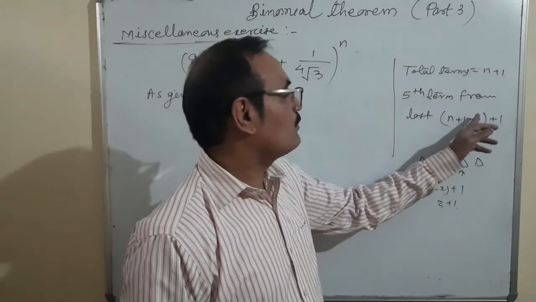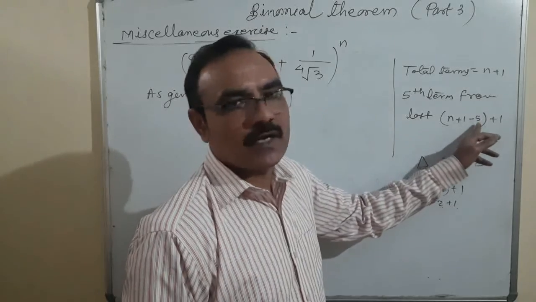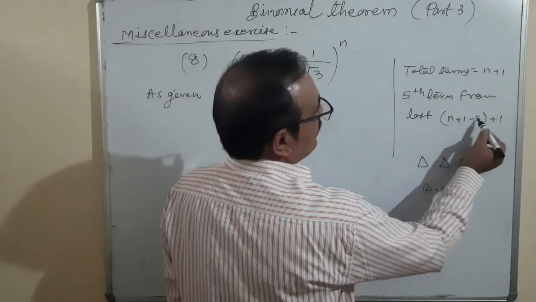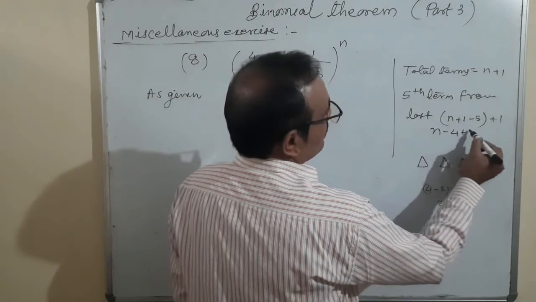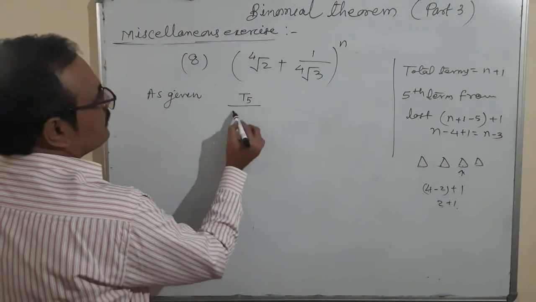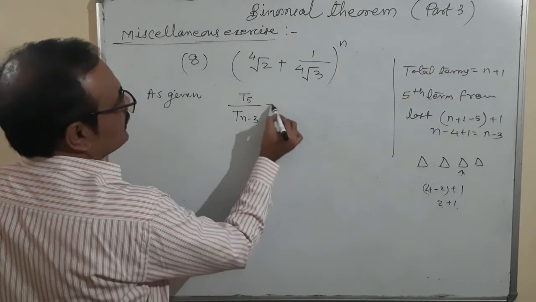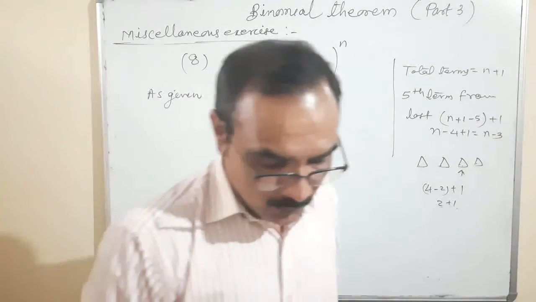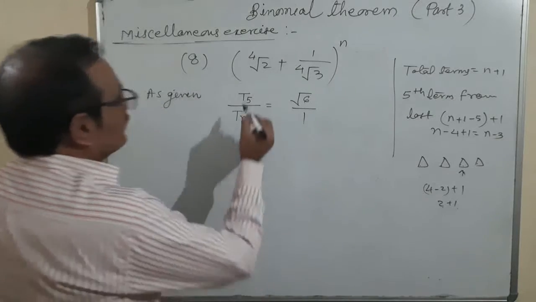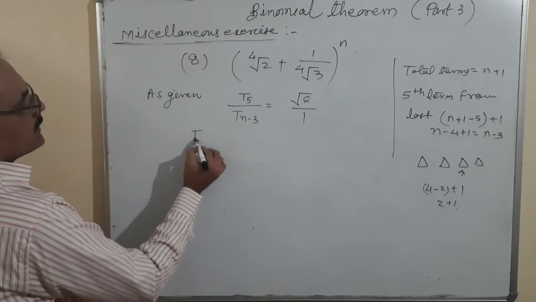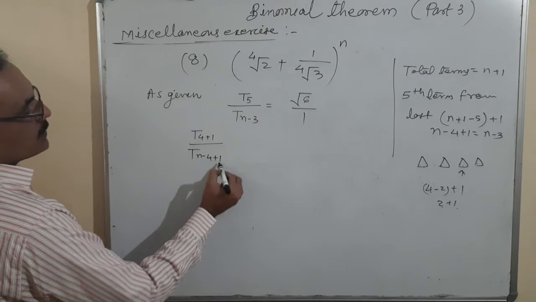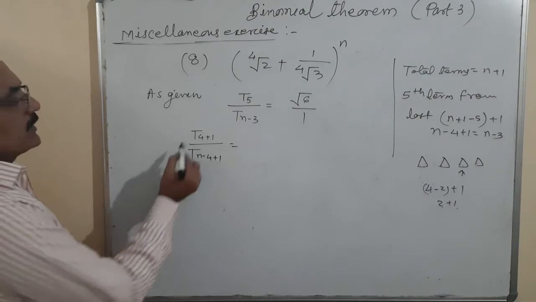n plus 1 minus 5 plus 1. So it is n minus 4 plus 1, that is n minus 3. So T5 to Tn minus 3 is equal to root 6 upon 1. T5, what should I write here? T4 plus 1 upon Tn minus 4 plus 1. So T4 plus 1, nCr.